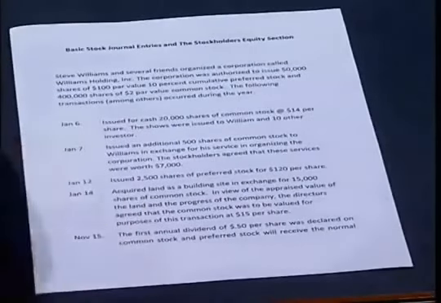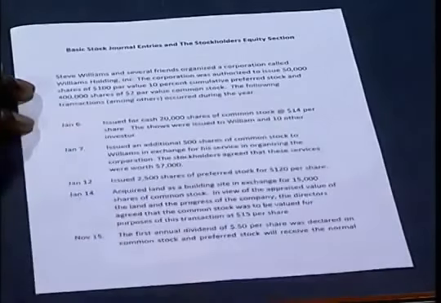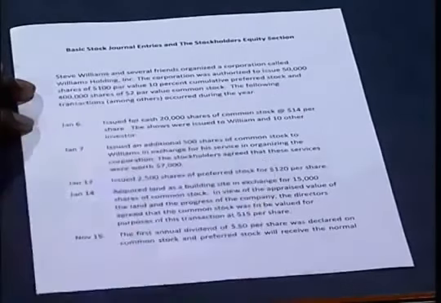It says here, the following transactions, among others, occurred during the year. I'm going to read these first, and then we're going to go back and record these transactions in the journal. On January 6th, they issued for cash 200,000 shares of common stock at $14 per share, which is your market price. That shows what these shares were issued at.